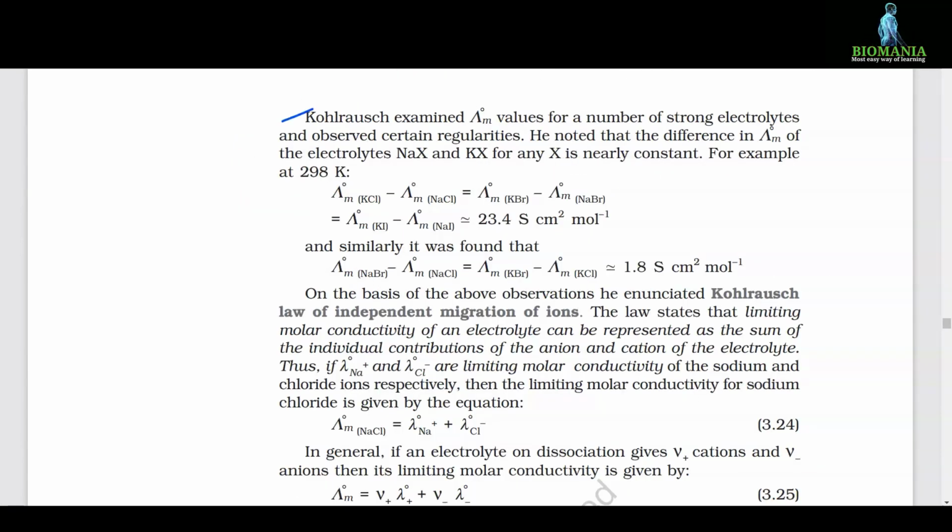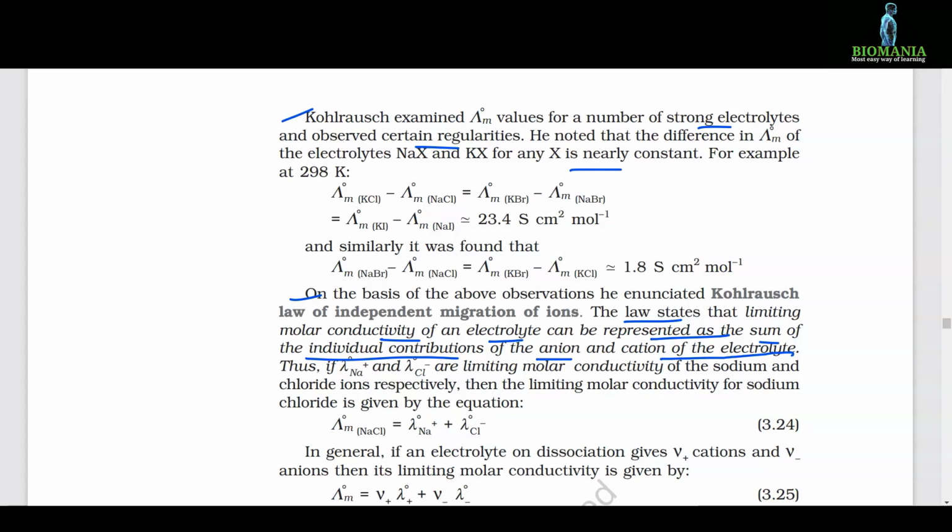Kohlrausch examined lambda naught values for a number of strong electrolytes and observed certain regularities. He noted that the difference in lambda naught of the electrolytes NaX and KX for any X is nearly constant. On the basis of the above observation, he enunciated the Kohlrausch law of independent migration of ions. The law states that the limiting molar conductivity of an electrolyte can be represented as the sum of the individual contributions of the anion and cation of the electrolyte.